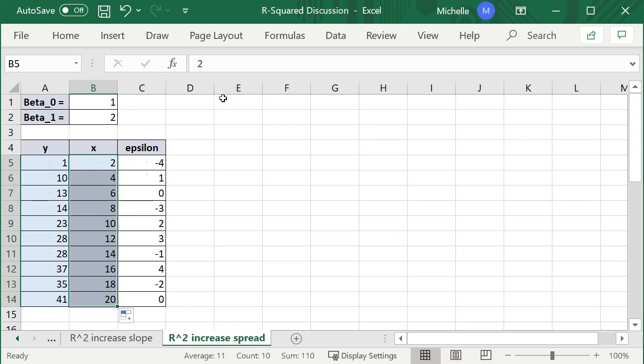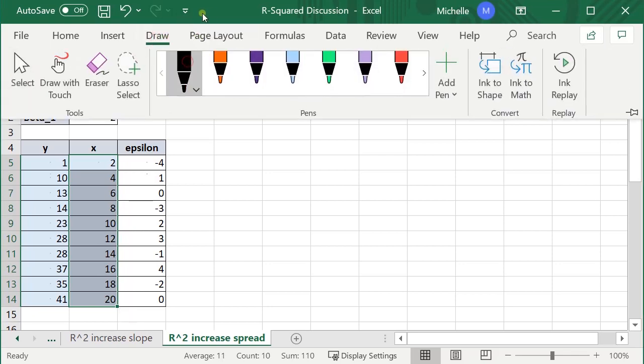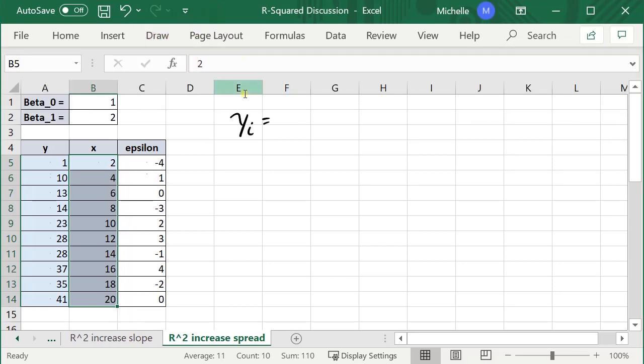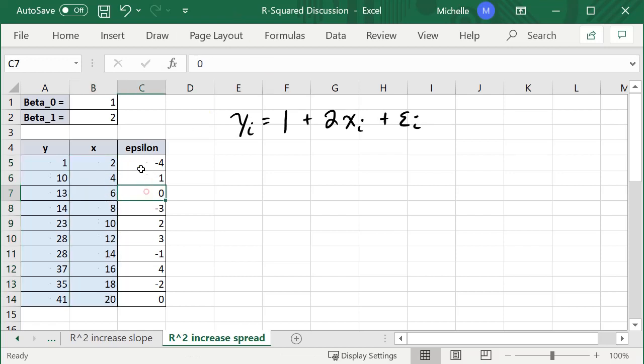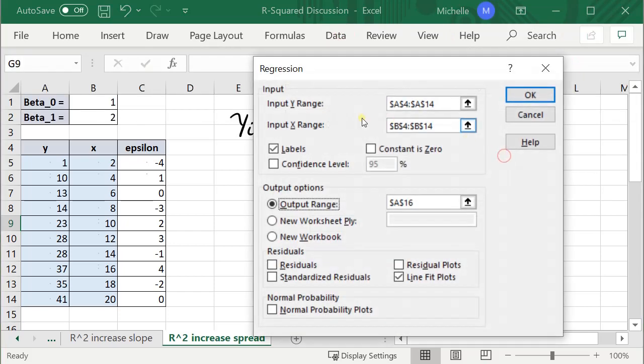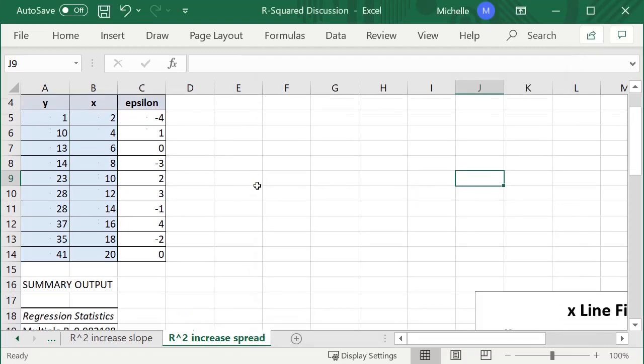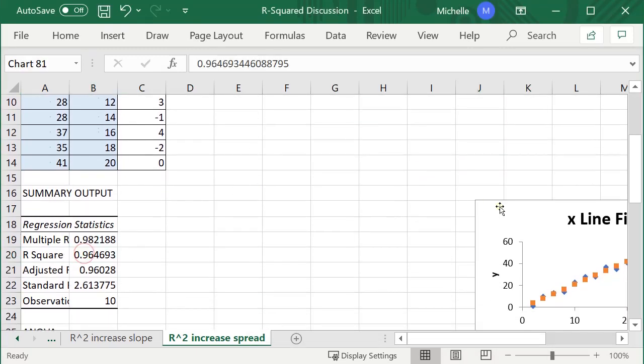So I haven't done anything to my model. My model is still y sub i equals 1 plus 2 x sub i plus epsilon sub i. Also, I have not changed the number of observations. I still have 10 observations. The only thing I've done is increase the spread of x, right? X used to go from 1 to 10, now it goes from 2 to 20. Okay, so let's go to data analysis. I think that all this should stay the same. Okay, it does.